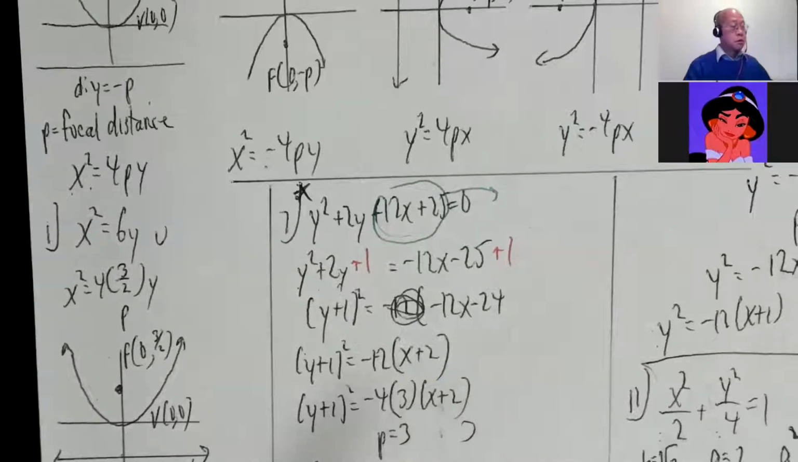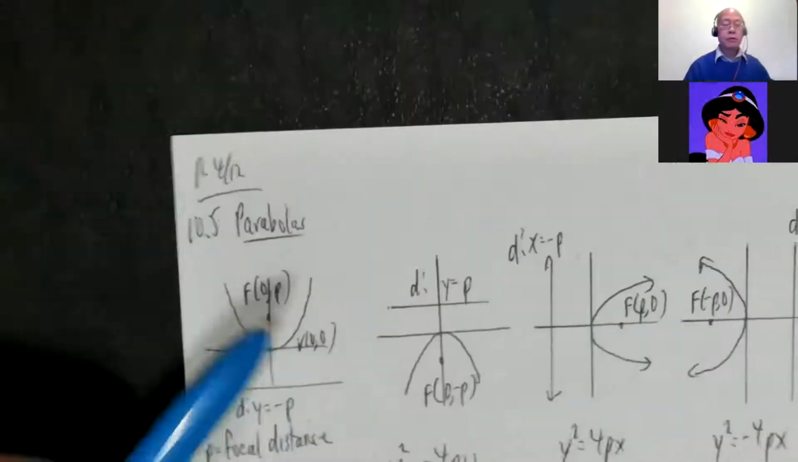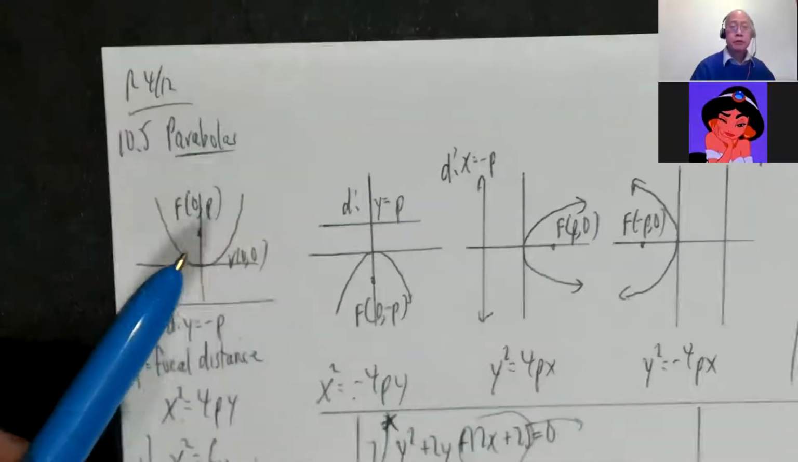Okay, here's the recording in progress. So we just have one last section, section 10.5. Okay, so we're doing the parabola, the ellipse, and the hyperbola.